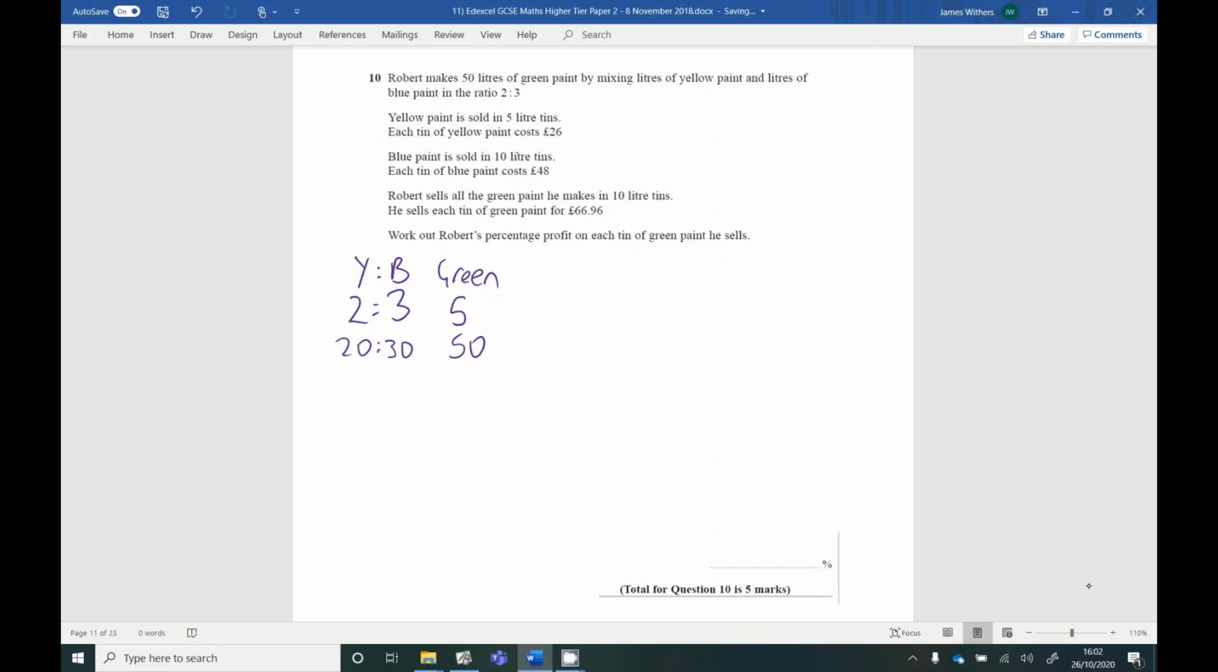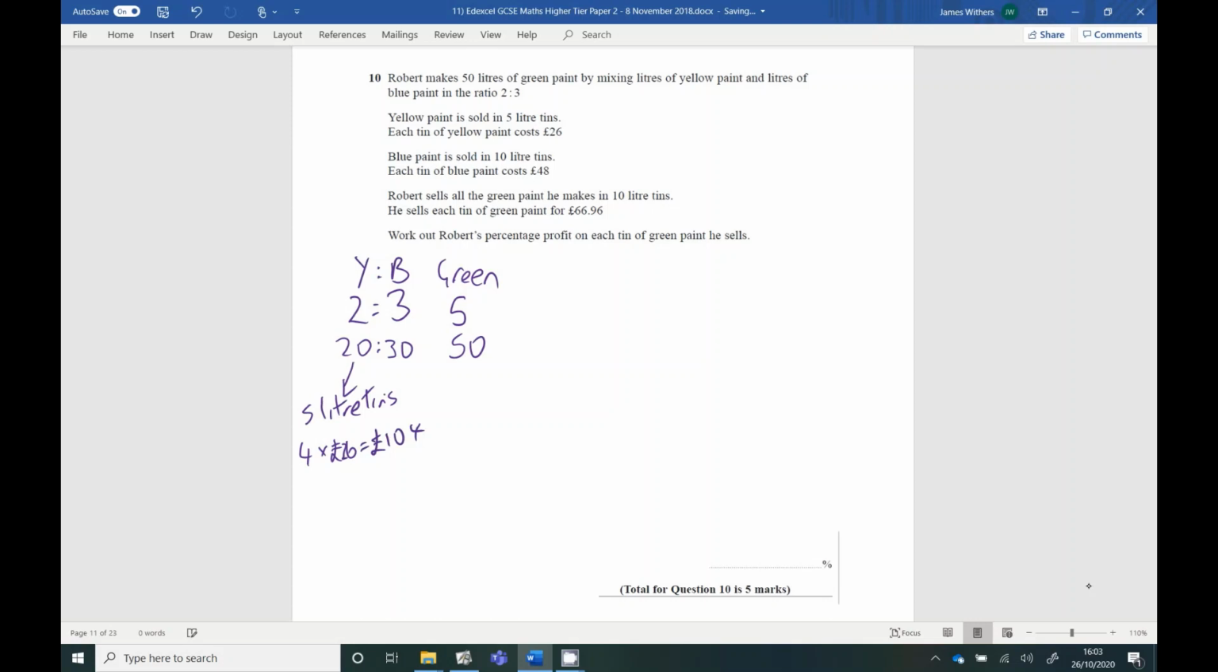Now the yellow paint, okay, we buy that in 5 litre tins. So we're clearly going to have to buy 4 tins, and it's £26 a tin. So 4 times 26. So the yellow paint is going to cost us £104.